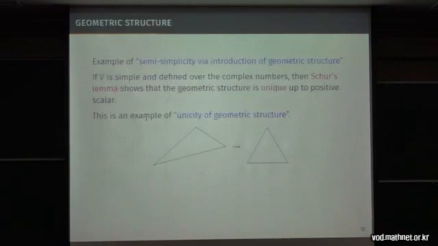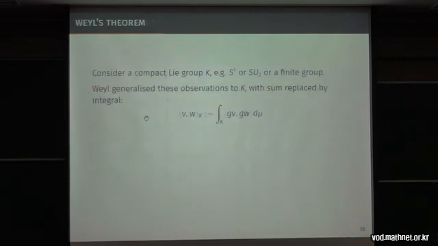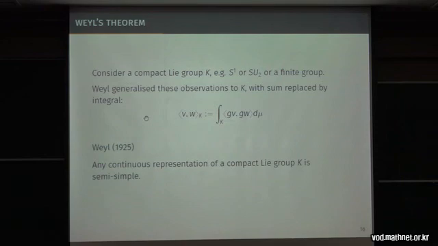So now we do the corresponding thing for compact Lie groups. What Weyl noticed is that on a compact Lie group you can integrate. And so you can just do the same technique and you can produce an invariant positive definite geometric structure. And so he proved the following remarkable theorem. Any continuous representation of a compact Lie group is semi-simple. Okay. And again, we have this existence and essential uniqueness of geometry on our space.